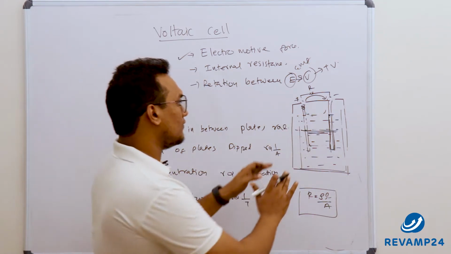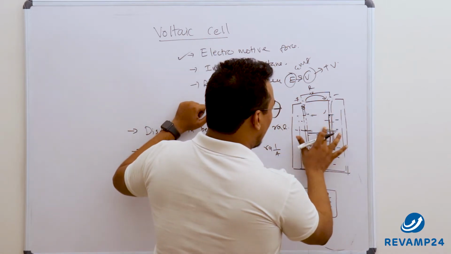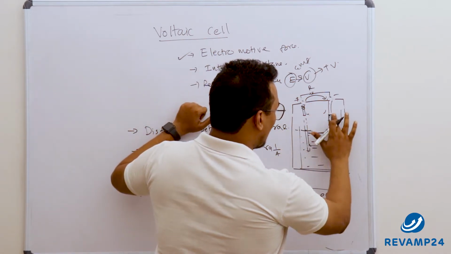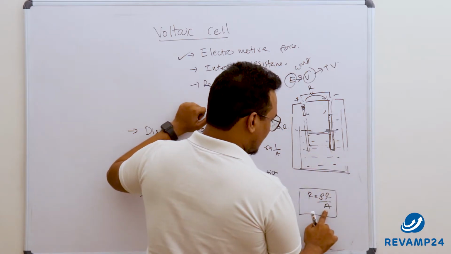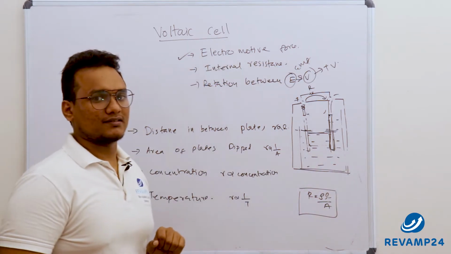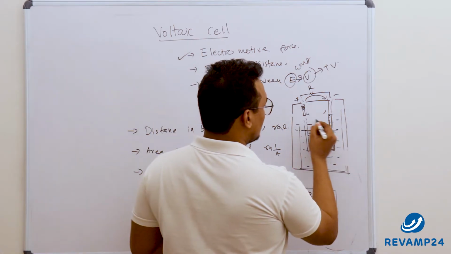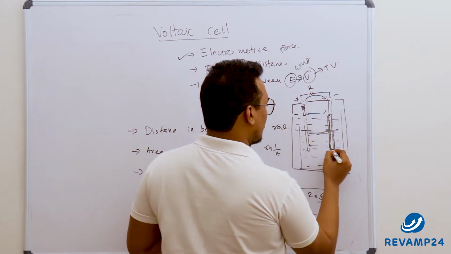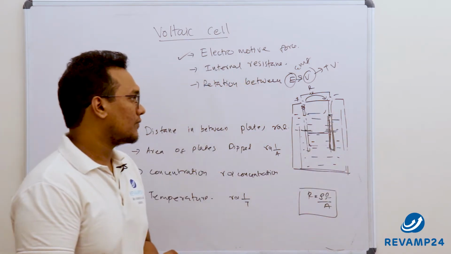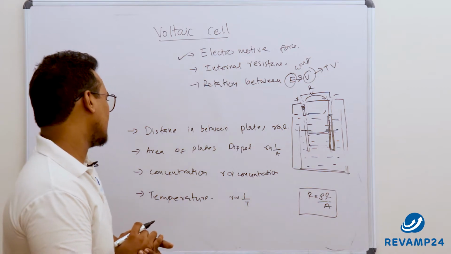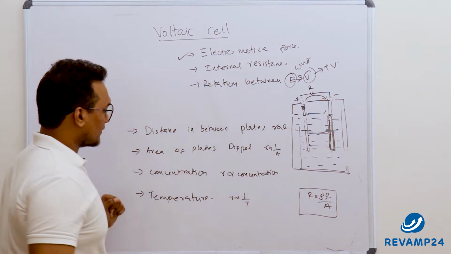Because when we are decreasing the battery liquid, what is happening? The exposed area will be less. Lesser the area, more the internal resistance. So we have to keep it full so that more area is exposed and that offers lower internal resistance. So it is inversely related.